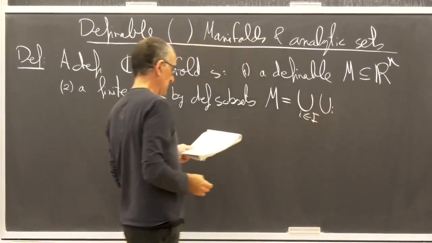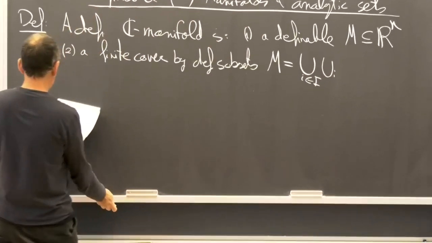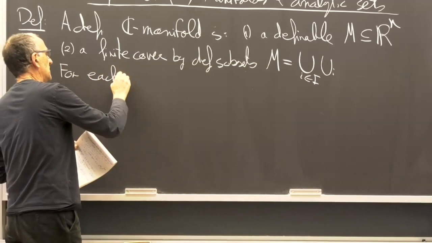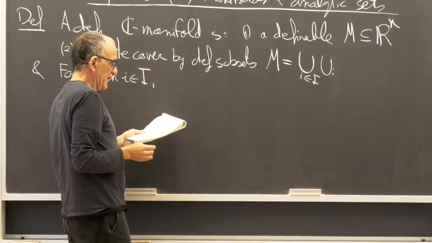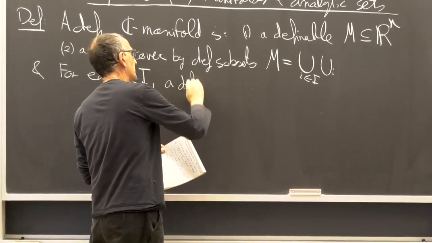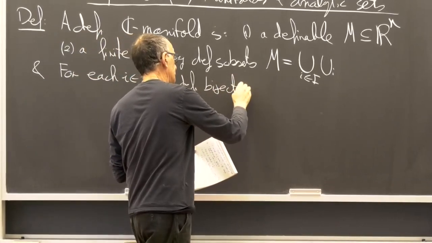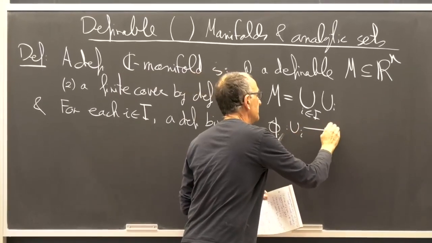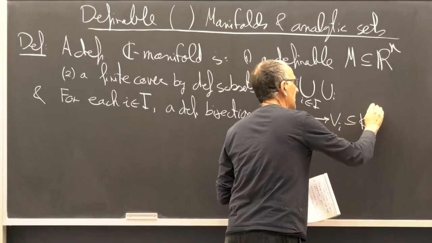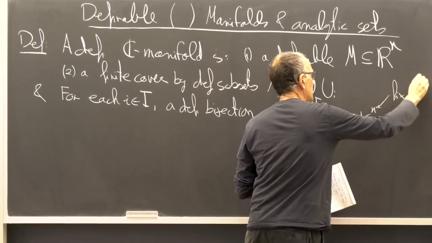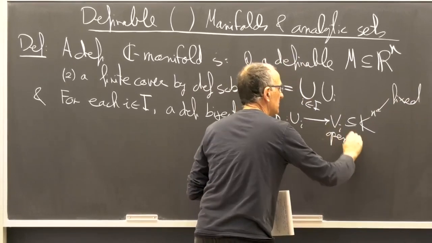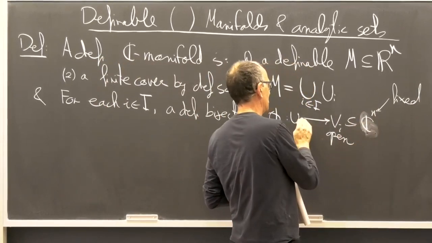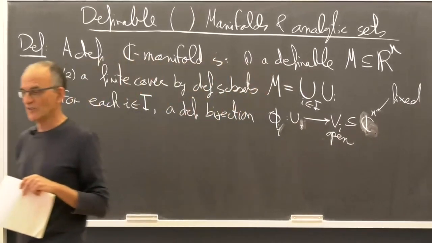U_i for i in I. And now we want to say that this is an atlas. So for each i in I, we have a definable bijection, C_i, from U_i into, but now it's important, C^n. This n is fixed, and will be the dimension. And now this is open. You mean C^n? C^n, yes. It will probably repeat several times, I apologize. I wrote it all with K and decided at the last moment to change.